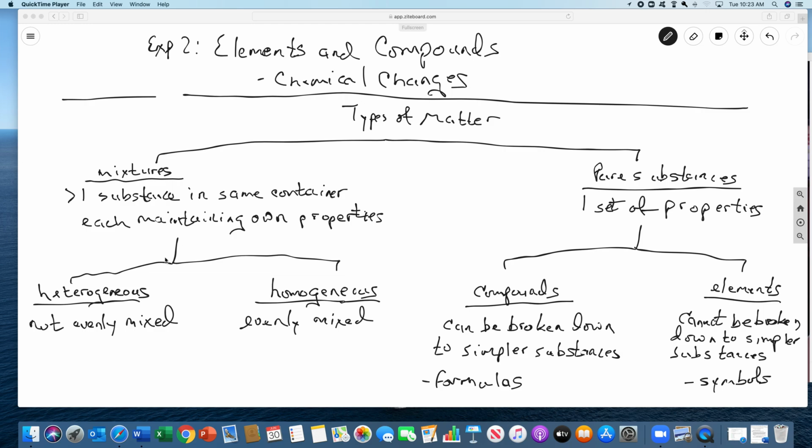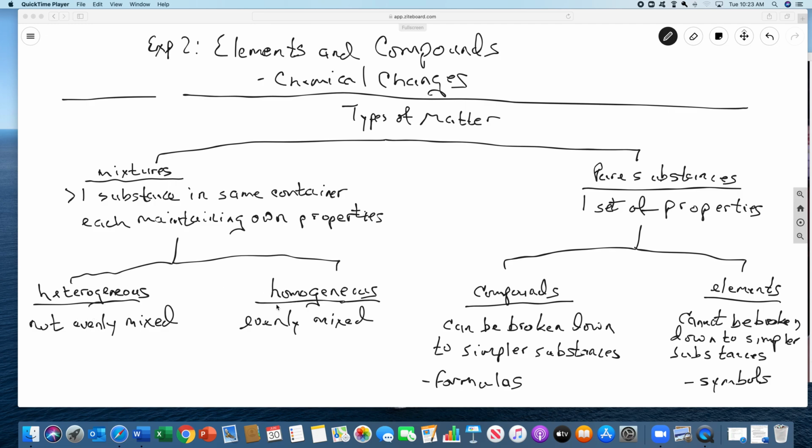Mixtures come in two flavors, heterogeneous and homogeneous, and perhaps you're familiar with the prefixes. Hetero as a prefix means different. Homo is a prefix that means the same. So a heterogeneous mixture is not evenly mixed. So you can tell by looking at it that it's a mixture. So for example, water and sand, right? You can tell that there's two things in there, or even something as simple as oil and vinegar dressing.